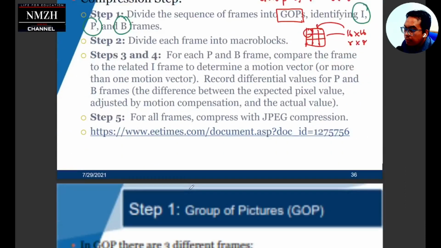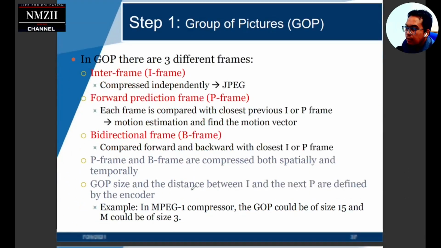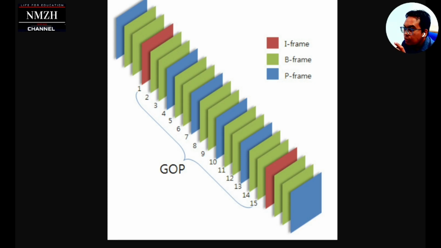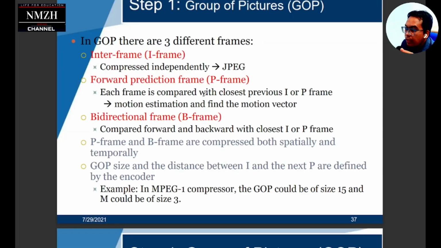This is step number 1, divide the frame. So how to divide this? As I mentioned earlier, I, B and P are basically the 3 frame types in GOP, group of picture. I stands for intraframe, guys. P stands for forward prediction, meaning forward, and B is bidirectional, meaning this and that. Each frame is compared with the closest I or P for motion estimation to find the motion vector.